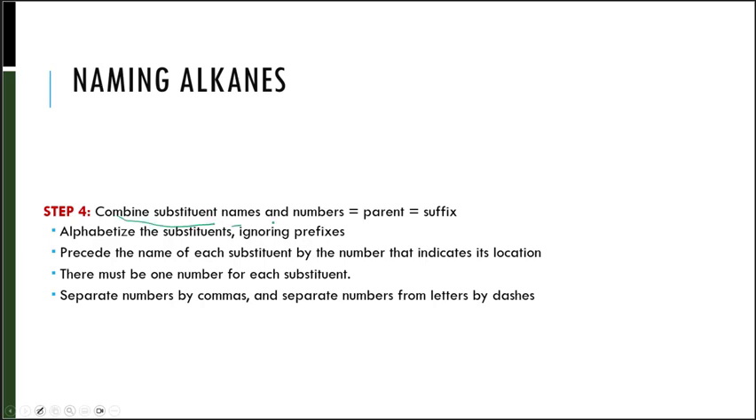Combine the substituent names and numbers. Alphabetize the substituents, ignoring the prefixes. Precede the name of each substituent by the number that indicates its location. There must be 1 number for each substituent. Separate numbers by commas, and separate numbers from letters by dashes. Let's look at some examples.